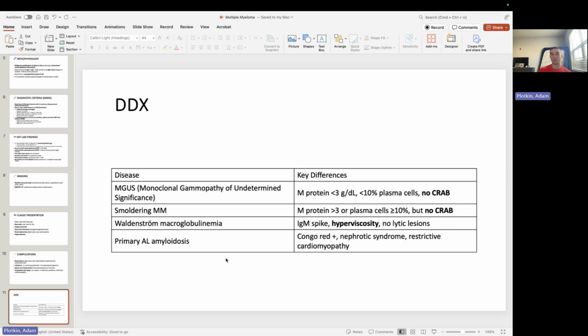And in Waldenstrom, we don't really get any of those lytic lesions. There is a test we can do called serum viscosity. So if we suspect Waldenstrom, we can order a serum viscosity and we would expect that to be elevated.